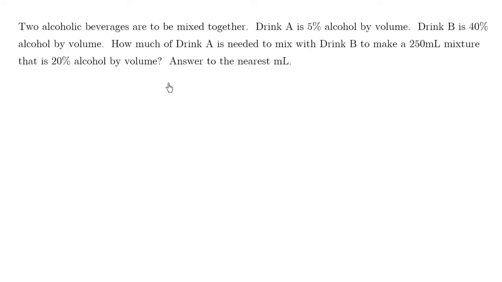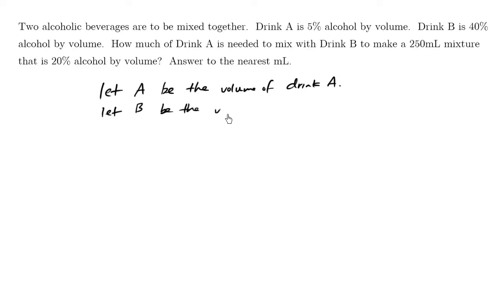So this question here is a typical systems problem. We need to come up with the two formulas, and we need to define our variables. If you read the question, usually we have an indication of how to define our variables. How much of drink A is needed? It's asking for a certain volume. So I'm going to begin by defining my variables based on this. Let A be the volume of drink A. Let B be the volume of drink B.